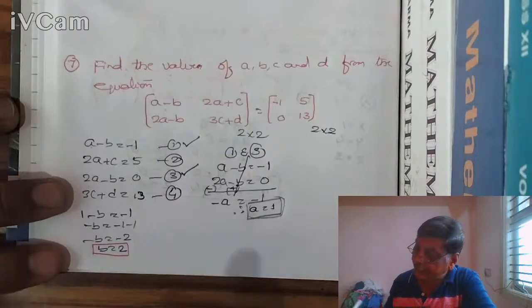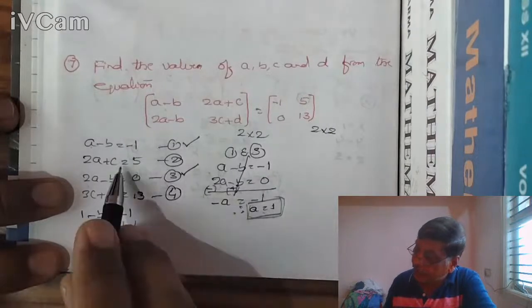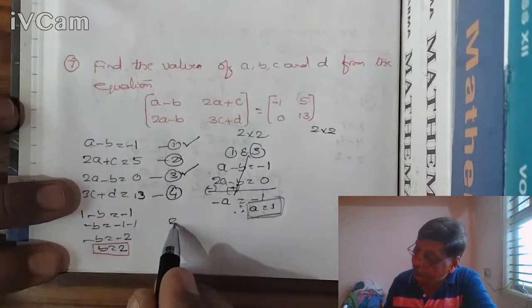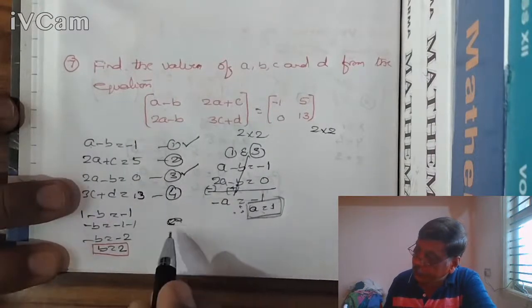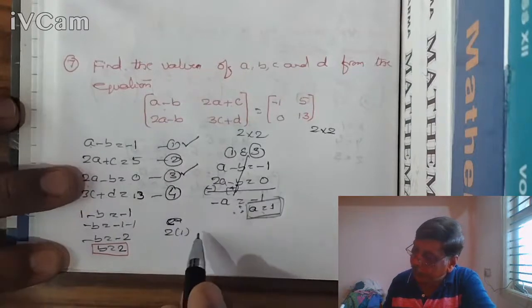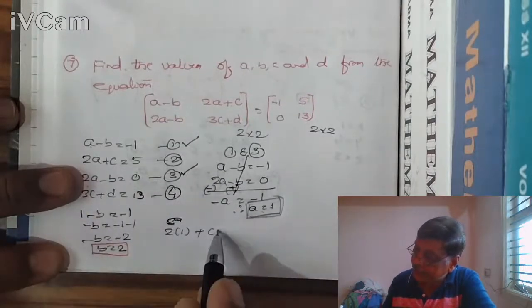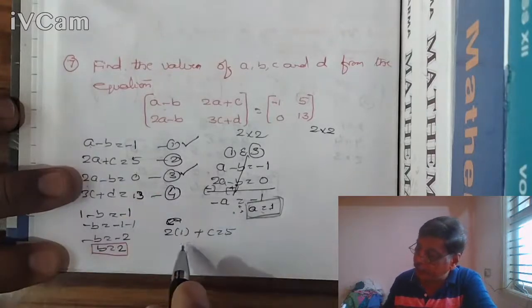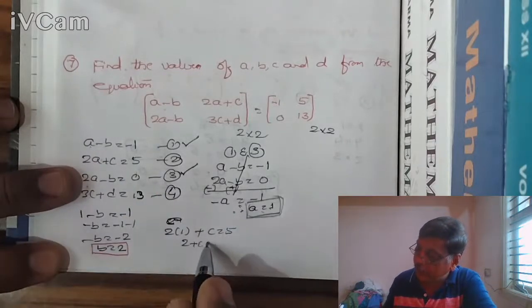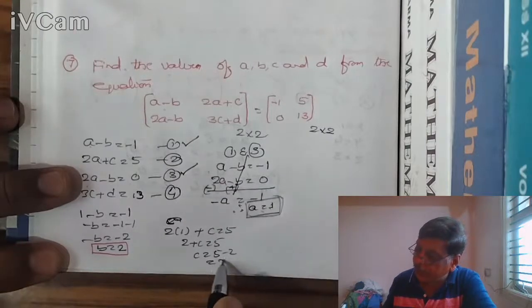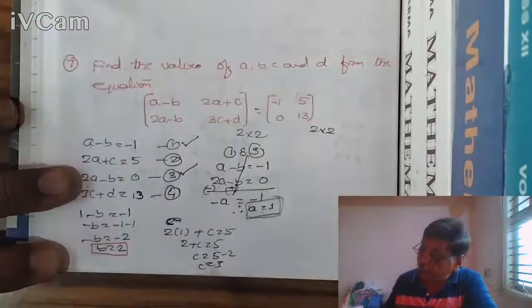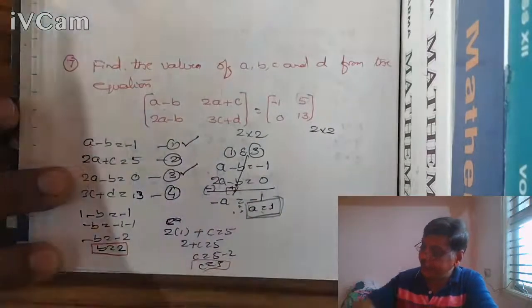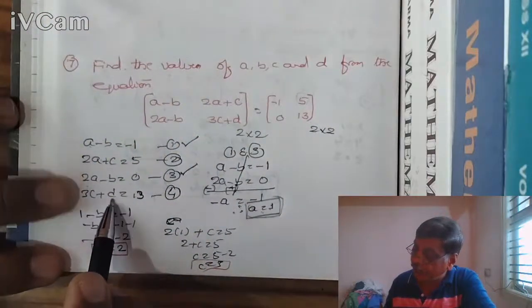Okay, c and d. Again you put a equals 1 in equation 2. That is 2 into 1 plus c equals 5. Put a equals 1 in equation number 2, that is 2 plus c is equal to 5. c is equal to 5 minus 2. That is c is equal to 3. Okay, next we need the value of d.